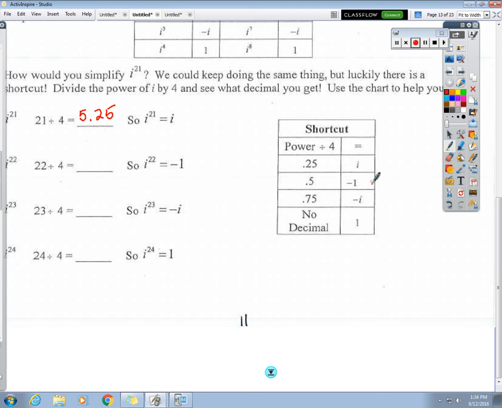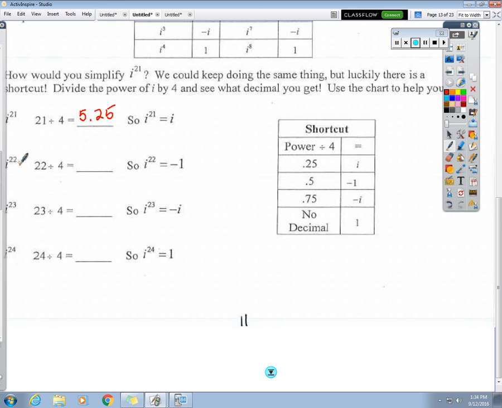Look, these are your only 4 options. Pay attention. These are your only 4 options. You're going to end up with an i, a negative 1, a negative i, or a positive 1. That's the only thing you can end up with in any of these. Well, yeah, we're going to do all these for each one.